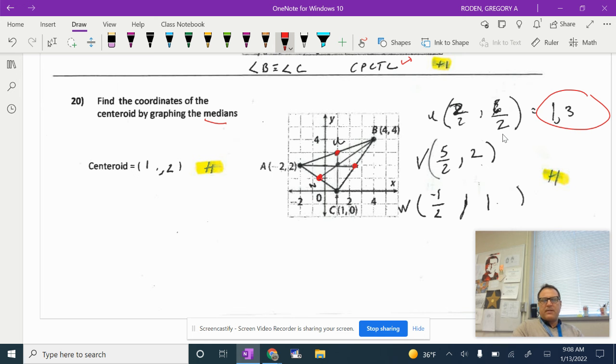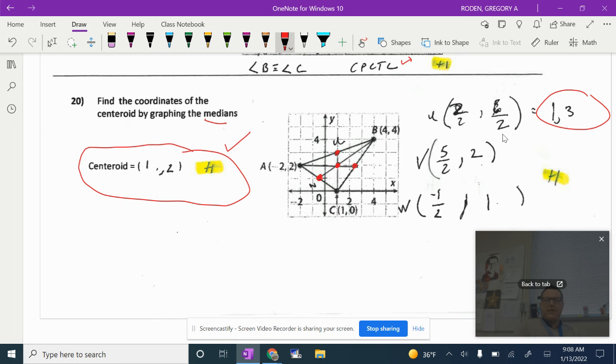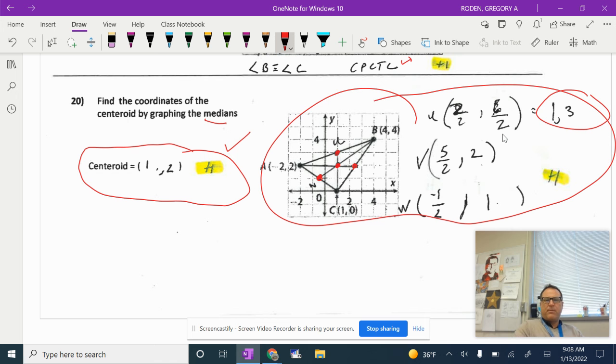And then I just connected my medians, and I got a point of concurrency right here. It looks like the point of concurrency was at (1, 2). And that was worth 2 points. You get a point for finding the centroid, and then just a point for doing all this midpoint work and graphing. Okay, that should be a 33-point quiz right there, guys.